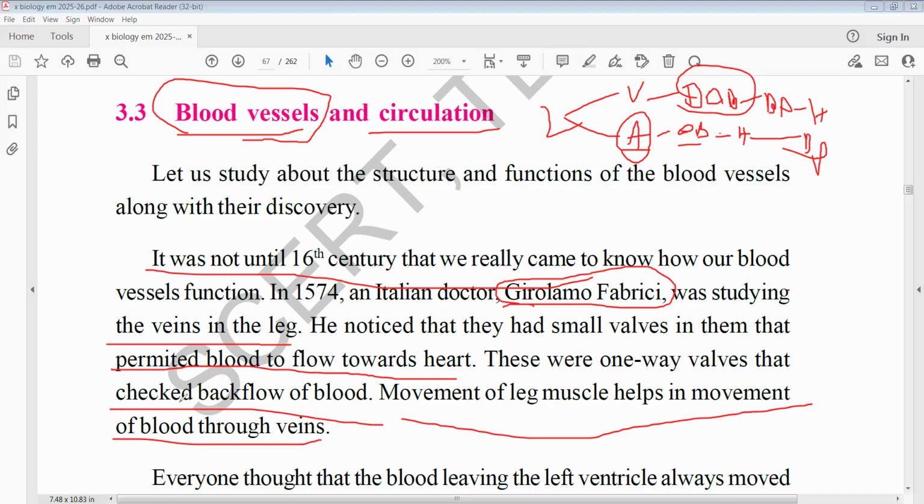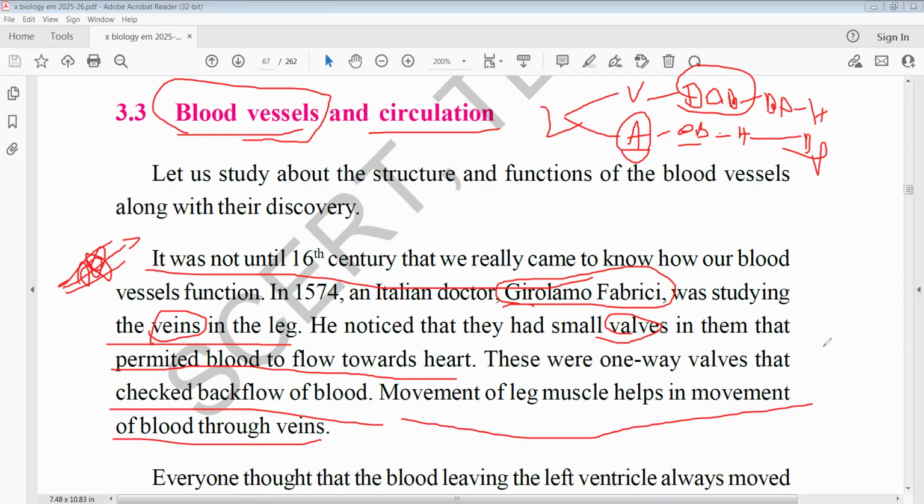So already I said veins carry the deoxygenated blood from body parts to heart. Veins have valves inside. These valves allow blood to flow only one direction, not another direction. That is the specialty of veins. So through the veins, blood flows only one direction because of the presence of valves.